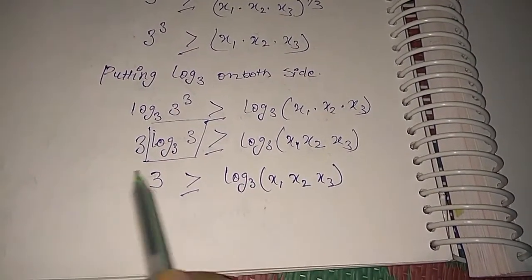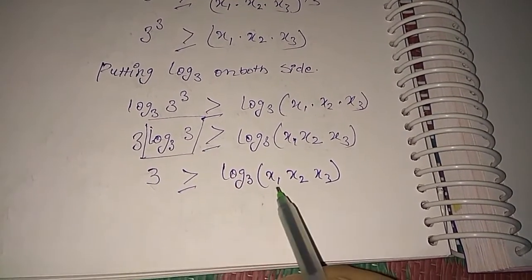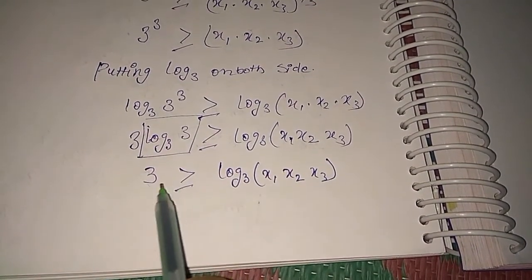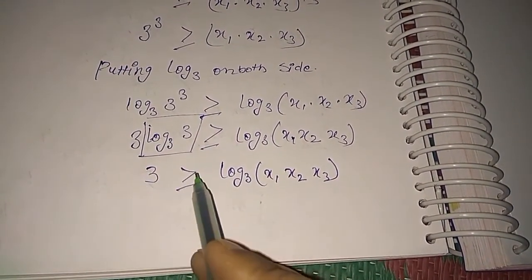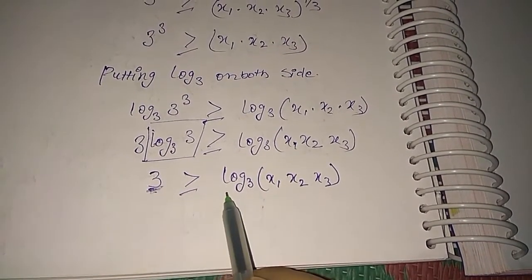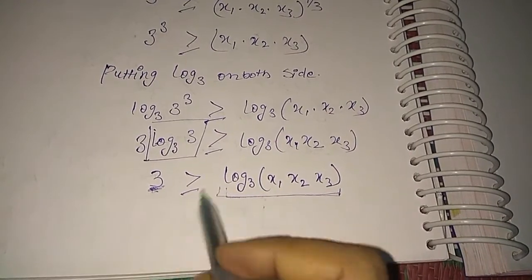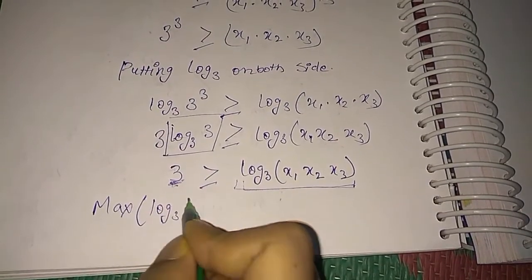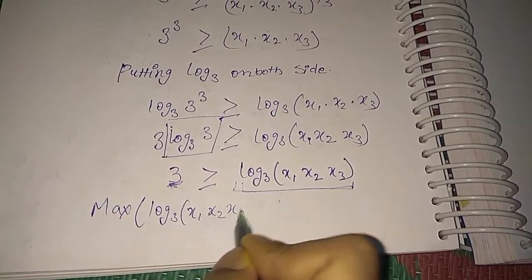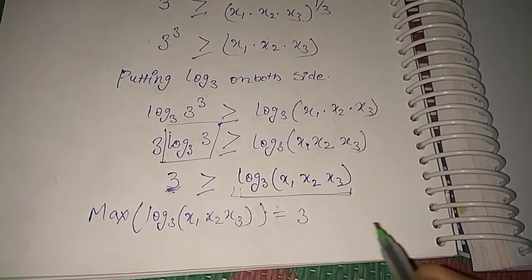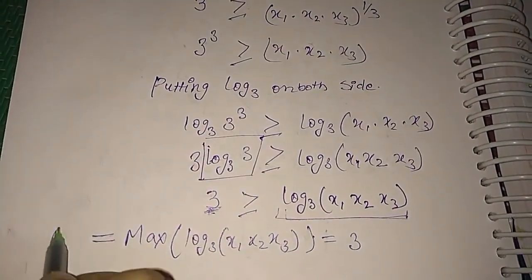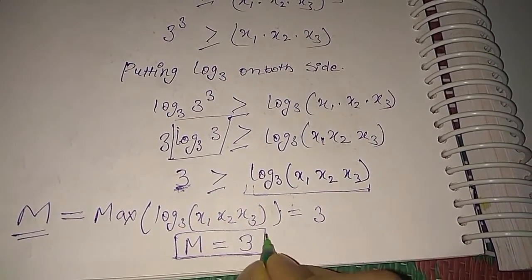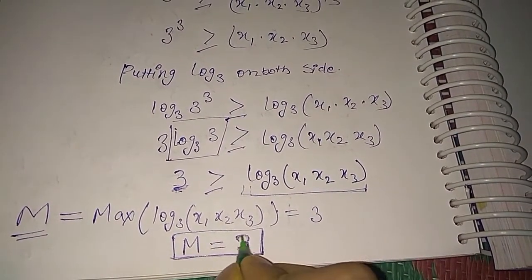So what does this expression represent? It represents that whatever value we put for x1, x2 and x3, the whole value cannot be greater than 3. So indirectly we can say that 3 is the maximum value for this data. So I can write the maximum of log base 3 x1 x2 x3 equals 3, which is equal to capital M. We got our second requirement, capital M, which is equal to 3.